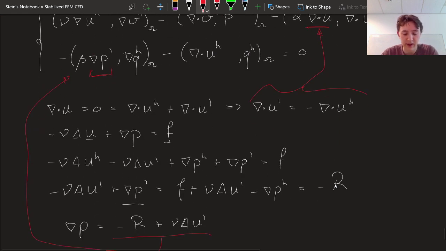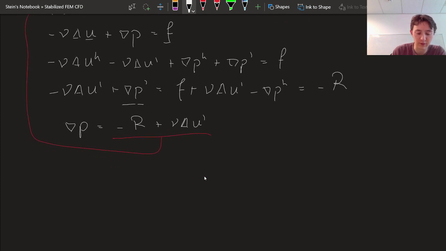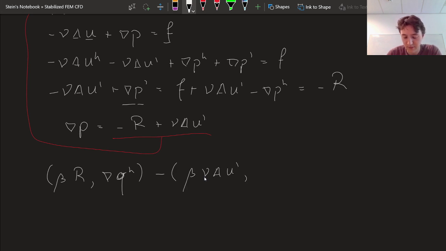So it seems like we're not really getting anywhere because we still have this fine scale of the velocity. But let me zoom into that particular term then. So we have minus beta times minus the residual, so that's going to be a plus, comma gradient of VH, no, gradient of QH, sorry, minus beta nu delta U prime, comma gradient of QH.